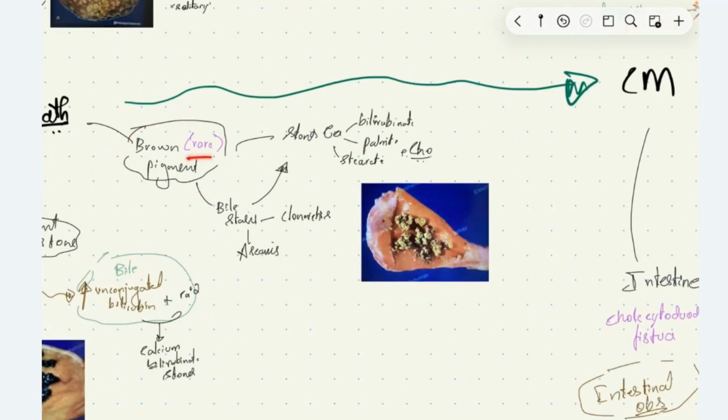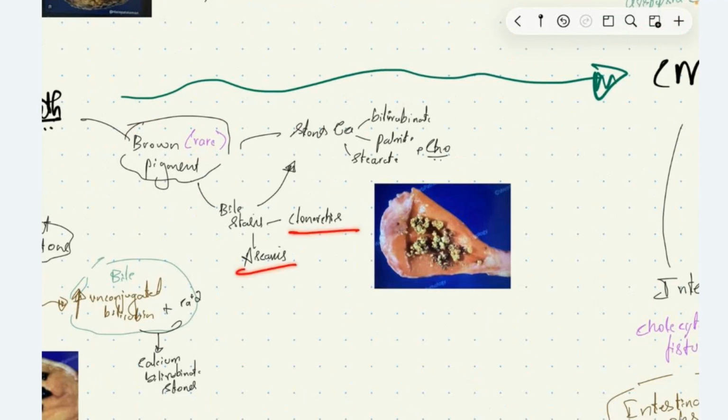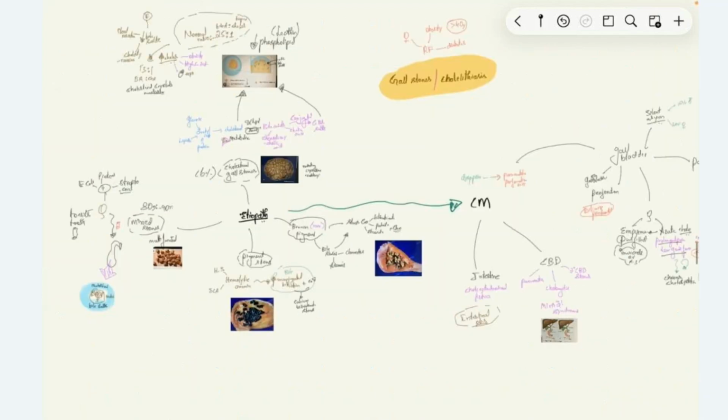It is due to the ascaris or clonorchis parasitic infection blocking the drainage of bile, thereby causing bile stasis inside the gallbladder, which predisposes to precipitation and formation of calcium bilirubinate, calcium palmitate, calcium stearate, and cholesterol crystals, which form brown pigmented gallstones. This is about the etiopathophysiology of gallstones.